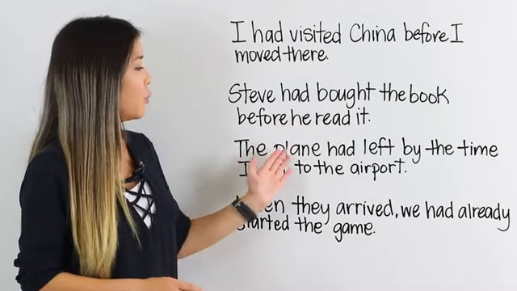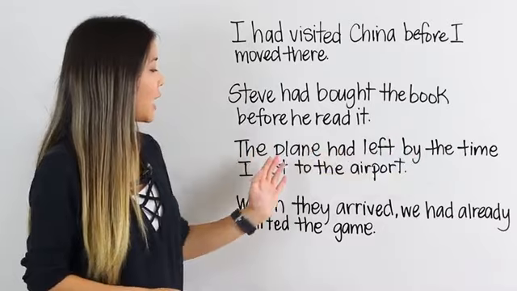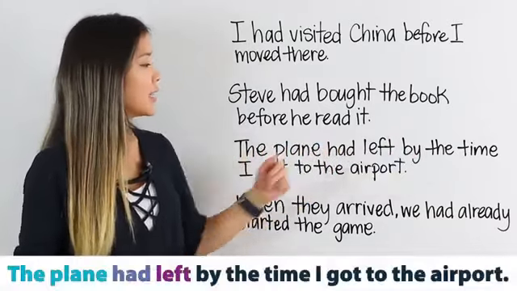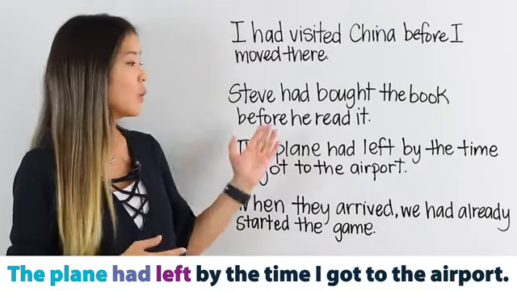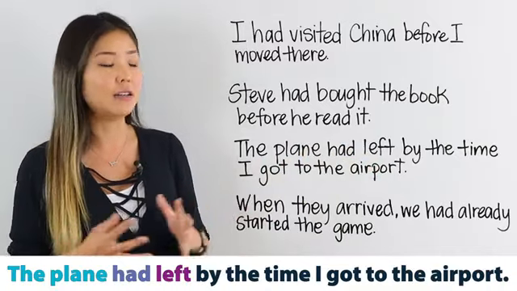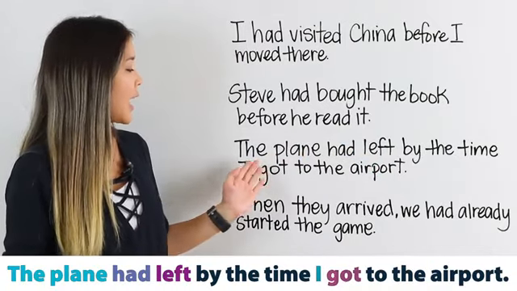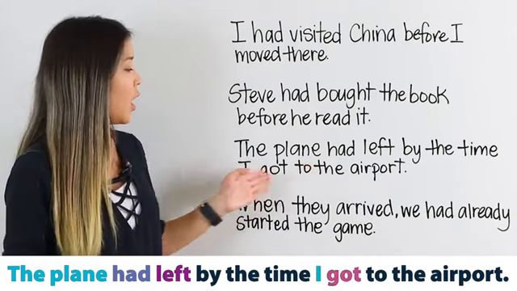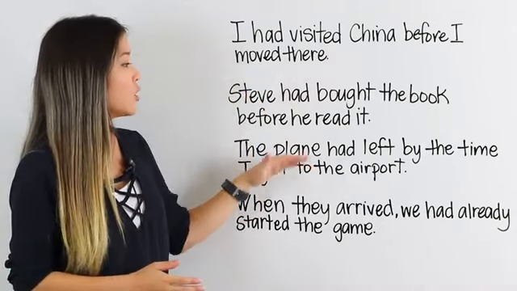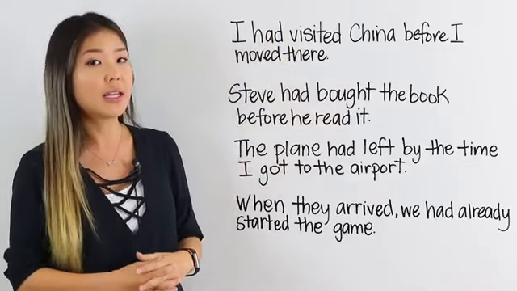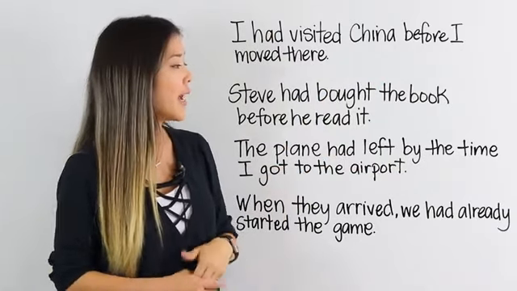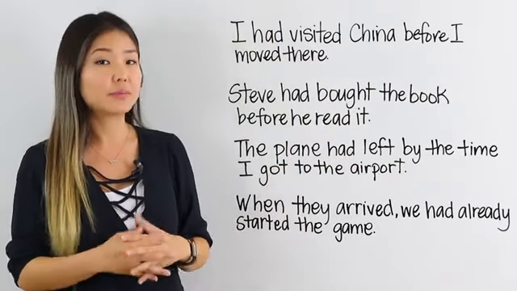And finally, the plane had left by the time I got to the airport. Again, the first part of this sentence is in the past perfect tense. The plane had left. This is the past participle of leave. The second verb says I got to the airport. Got is the past tense of get. Now, what these three sentences have in common is that you'll see before or by the time. They all mean the same thing.